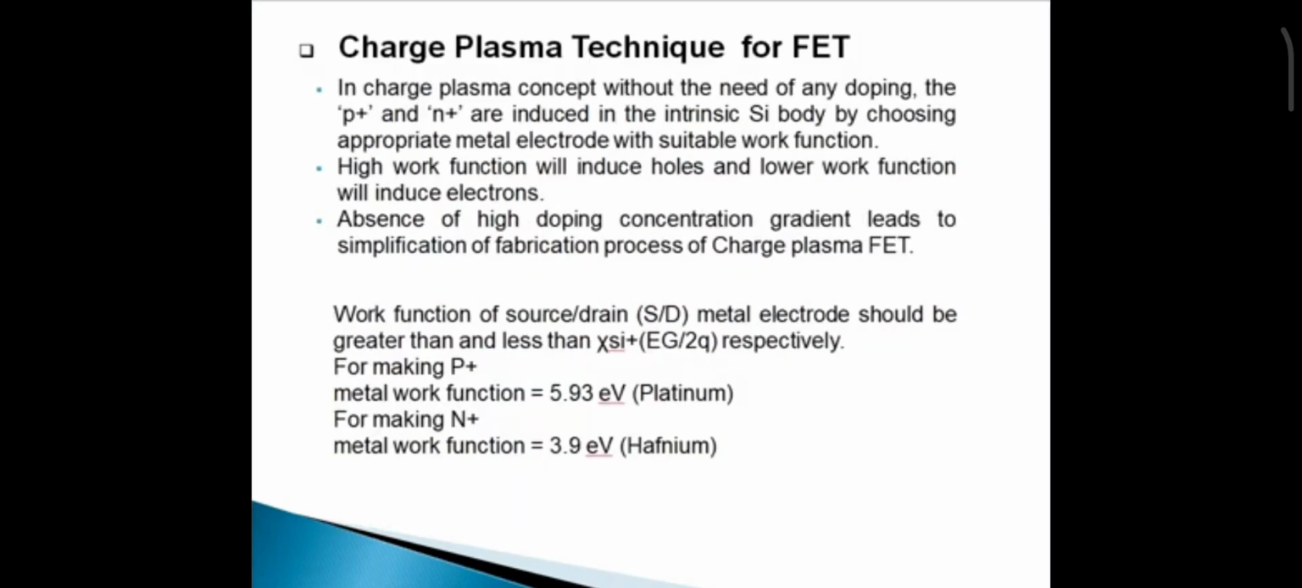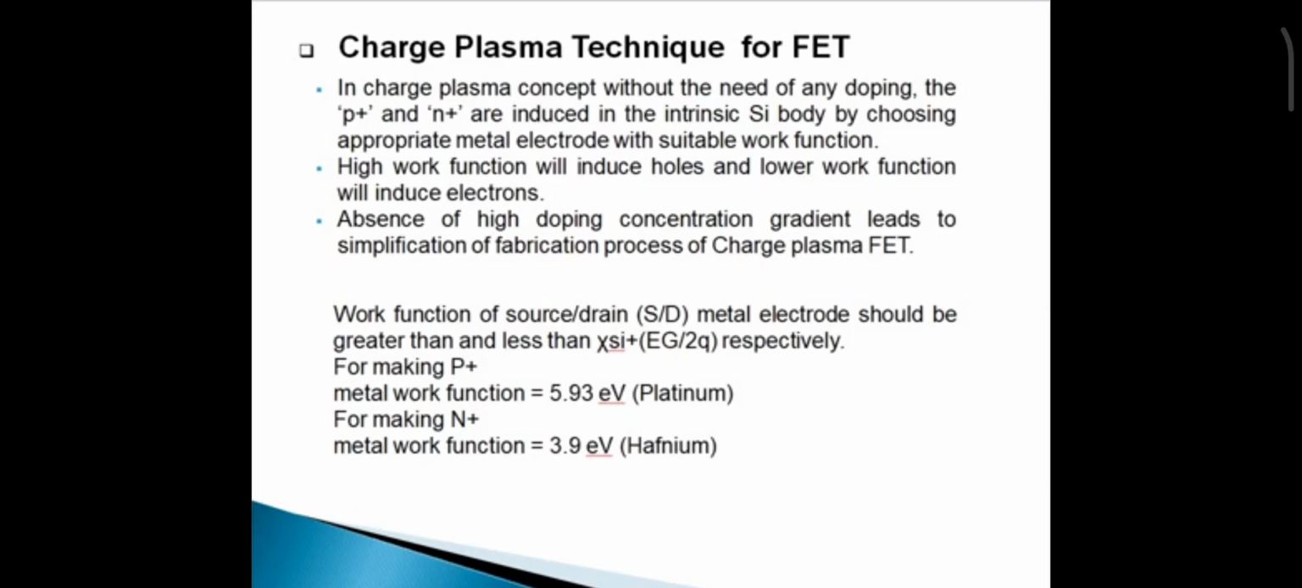The second technique is the charged plasma technique for FET. In the charged plasma concept, without the need of any doping, P plus and N plus regions are induced in the intrinsic silicon body by choosing an appropriate metal electrode with a suitable work function. A high work function will induce holes and a lower work function will induce electrons in the intrinsic silicon body. Absence of a high doping concentration gradient leads to simplification of the fabrication process of the charged plasma field effect transistor.